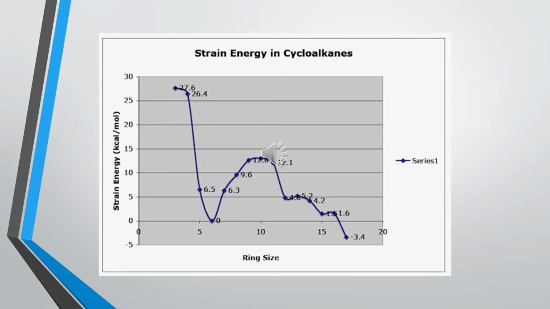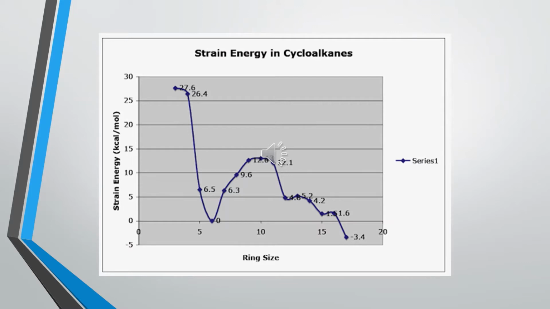Now, we haven't talked about bond angle strain, but I think you can appreciate that for small membered rings, like 3 and 4, cyclopropane, cyclobutane, you can see how unfavorable those are right in this graph. I mean, cyclopropane has 27.6 kilocalories. That's not kilojoules, kilocalories, right? So multiply that by 4 or so to get kilojoules. That's a lot of strain energy.